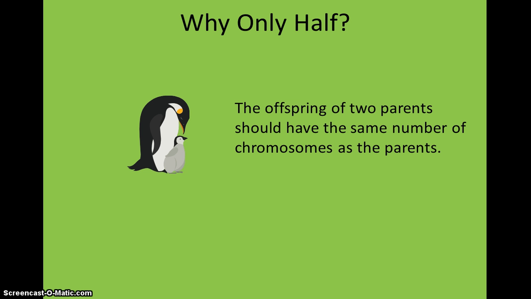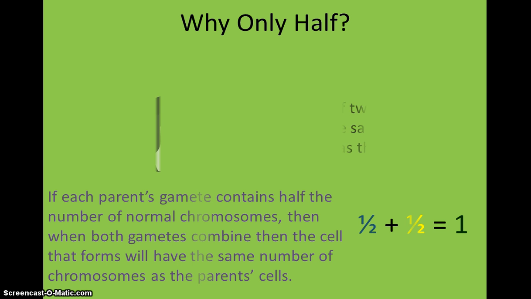Having too few chromosomes would also cause problems because some of the genetic material, which has directions on them for the organism, are missing. So, the answer: if each parent's gamete or reproductive cell contains half the number of normal chromosomes, then when those two gametes combine during reproduction, the cell that forms from that combination will have the same number of chromosomes as both of the parent cells did individually.